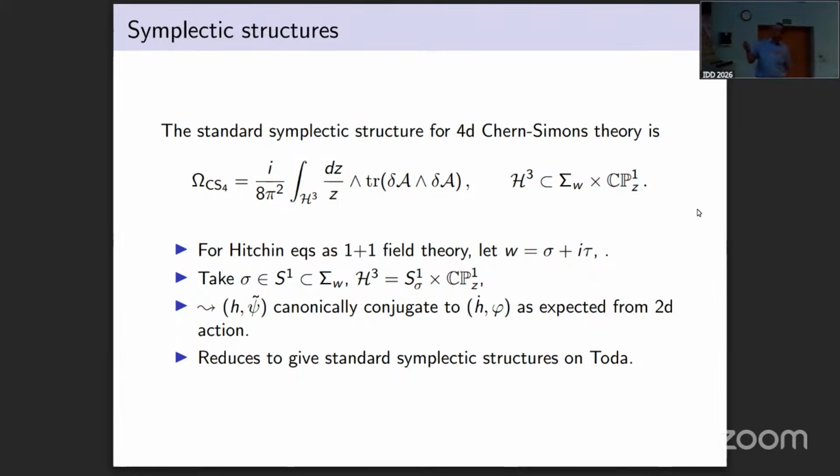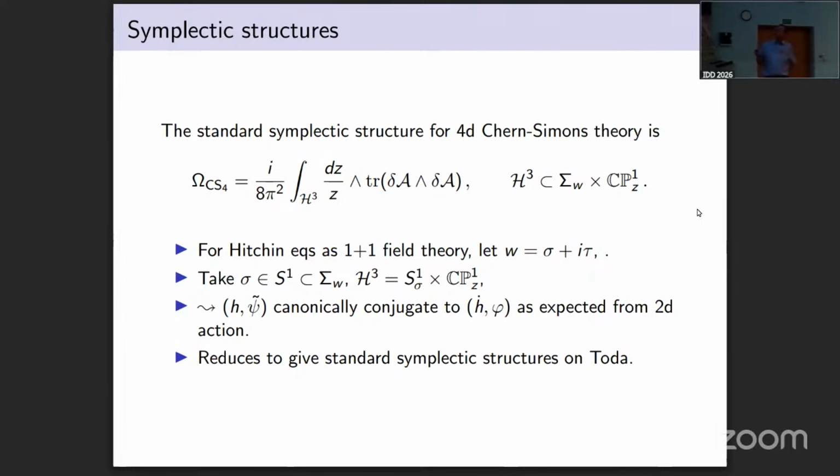And this gives rise to something which is easily seen to be what you would expect coming out of the action. So H is satisfying a kind of sigma model action. It's a bit like a wave equation. So H is canonically conjugate to the tau derivative of H, and the potential for phi tilde is canonically conjugate to phi. So this is what you'd expect from the 2D action. And you can also show that with the Toda reduction, this gives rise to the standard symplectic structure on Toda.